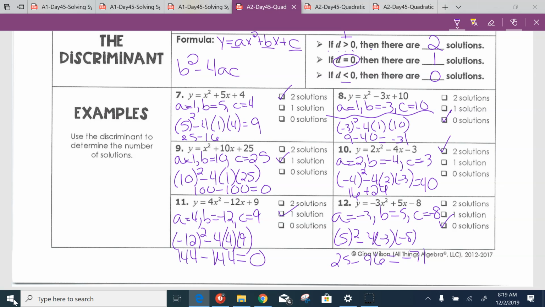So there's your quick and very rough example on how to apply the discriminant and how to graph basic quadratic equations. I hope this helps you with these notes.